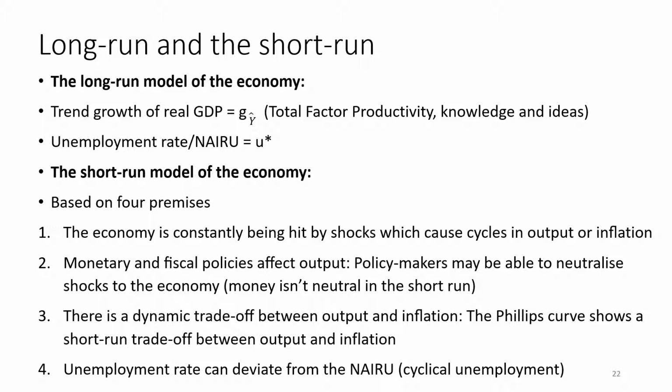We know that the economy in the short run is being consistently hit by shocks, which may cause cycles in output and inflation. Monetary and fiscal policies are the two main arms or the two main levers that governments and policymakers use to try and counteract these shocks and basically keep the economy on an even keel. We also know that cyclical movements in GDP are associated with movements in the inflation rate and the unemployment rate through the Phillips curve and Okun's law respectively.